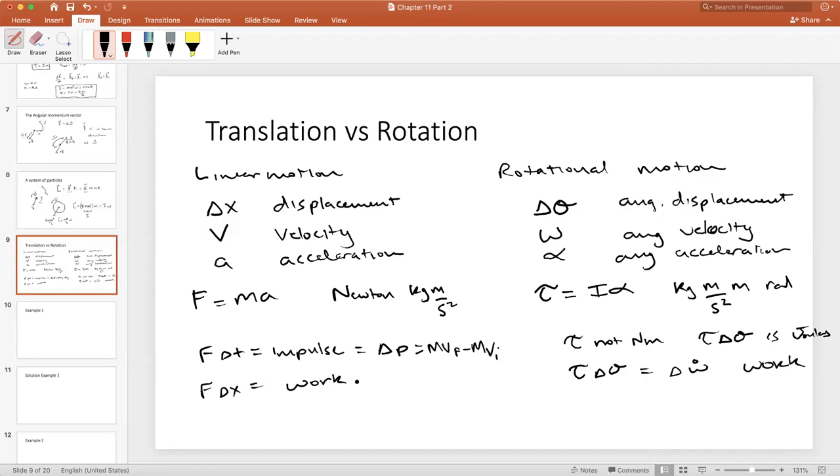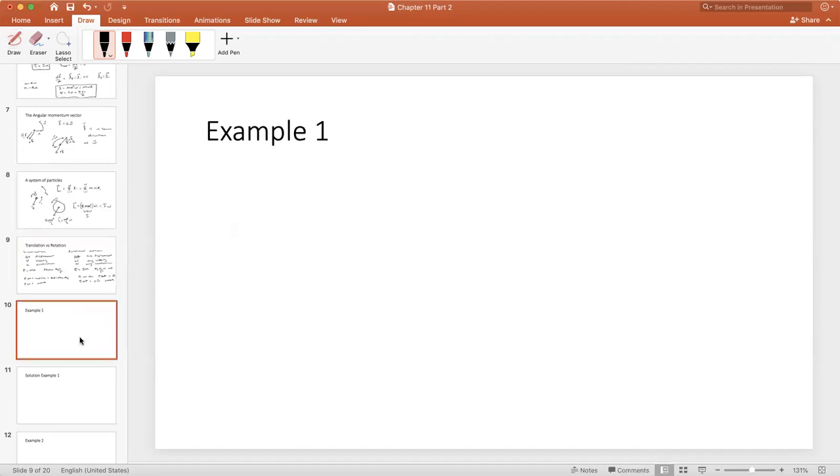That's all I really wanted to say about those. It's something that's easy to forget. You just have to remember that you don't do any work until the torque is applied over some angular displacement, okay? All right, let's do a couple of quick examples.